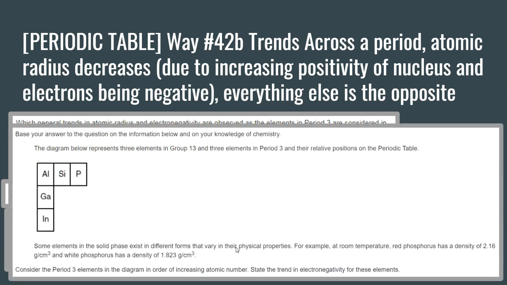The diagram below represents 3 elements in group 13 and 3 elements in period 3 and their relative positions on the periodic table. Some elements in the solid phase exist in different forms that vary in their physical properties. For example, at room temperature, red phosphorus has a density of 2.16 grams per cubic centimeter, and white phosphorus has a density of 1.823 grams per cubic centimeter. Consider the period 3 elements in the diagram in order of increasing atomic number. State the trend in electronegativity for these elements.